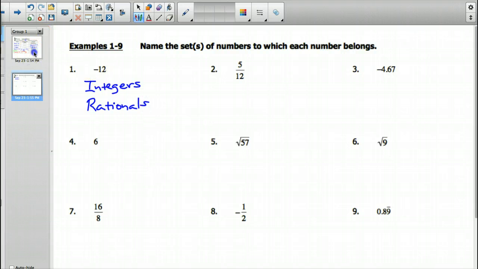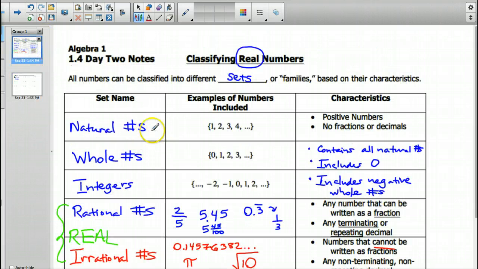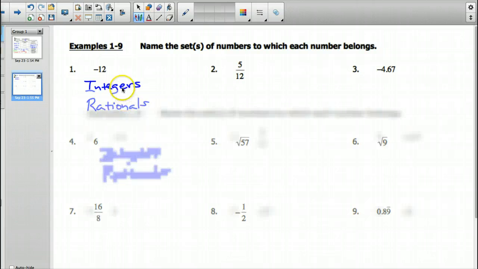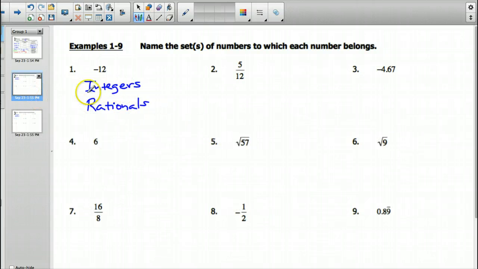Okay, if we go back to this chart here, if I start in this top row, if I'm in the natural numbers, I'm automatically in the next three sets as well. I'm automatically in the wholes, the integers, and the rationals. If I'm an integer, then I'm automatically a rational as well. So you just work your way down, and these sets keep building on each other. So negative 12 is both an integer and a rational number.